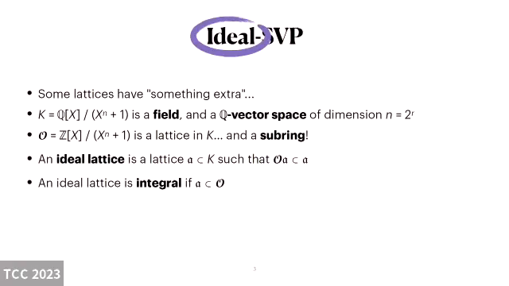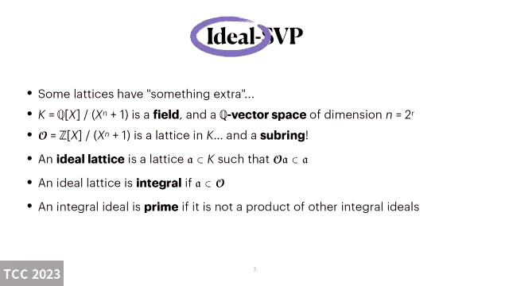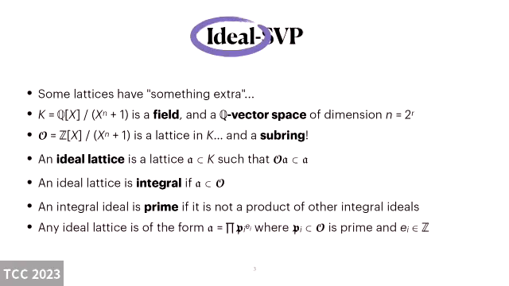Now, among these integral lattices, you still have even more special ones, which are the prime ideals. And prime ideals are integral ideals that do not factor as products of other integral ideals, just like prime numbers. And they are really the building blocks for ideal lattices, integral or not. Any ideal lattice can be written as a product of prime ideals to certain powers. And when the powers are all positive, you get an integral ideal. And when some are negative, you get a non-integral ideal, or a fractional ideal.